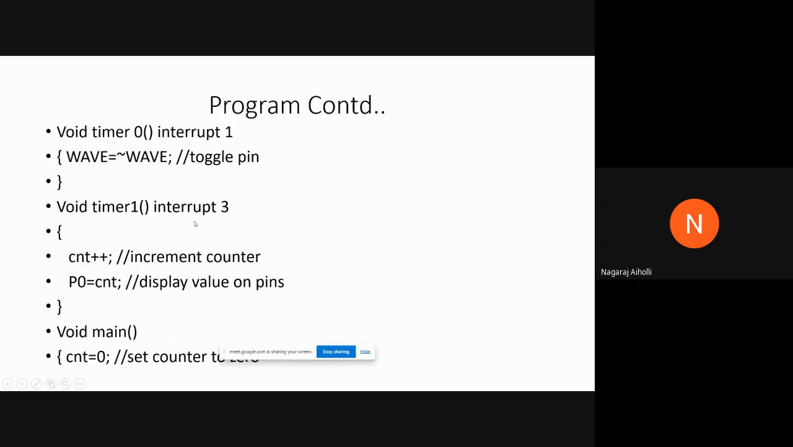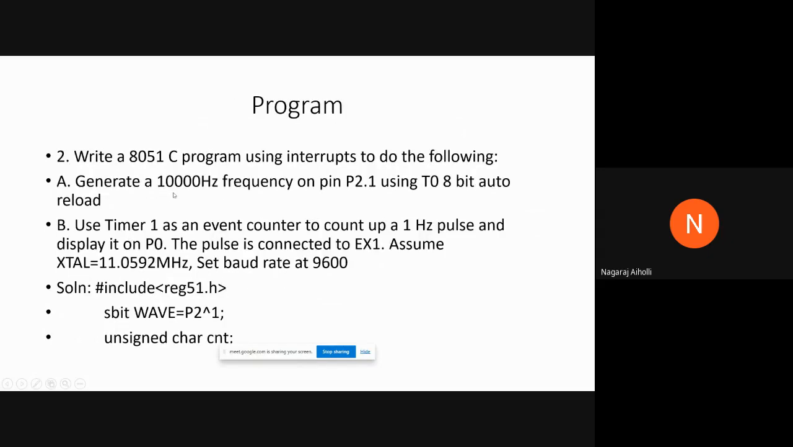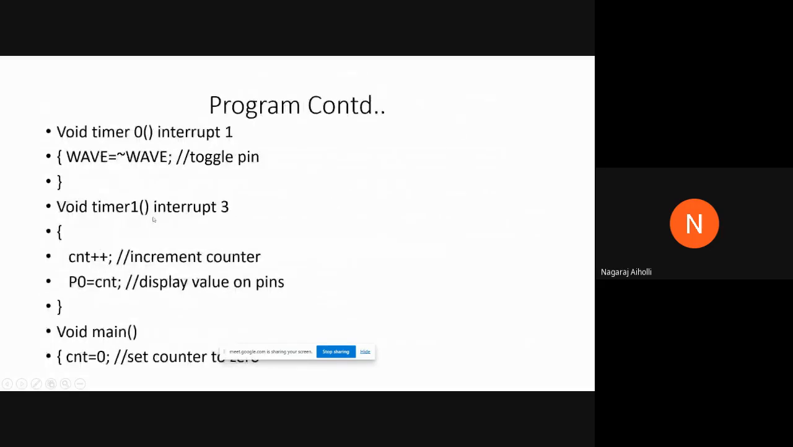Then void timer1() interrupt 3. We are using timer 1 interrupt 3, and this is used to count the number of pulses, because they have given two functions. The first job is to generate the frequency or the square wave, and the second job is to count the number of pulses using interrupt method. Then we are using timer 1 interrupt 3 for counting the number of pulses, count++, that means count is equal to count plus 1.